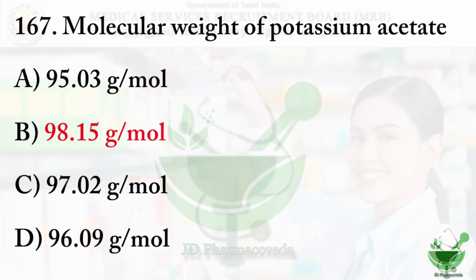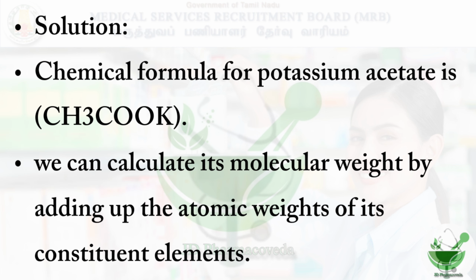Let's discuss its solution. For finding out the molecular weight of a compound, we have to just sum all the atomic weights of the atoms in that compound. So the chemical formula for potassium acetate is CH3COOK. So we can see that there are 2 carbon, 3 hydrogen, 2 oxygen and 1 potassium. So let's discuss its atomic weights.